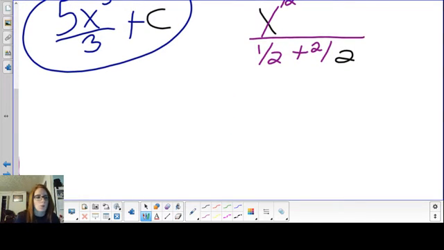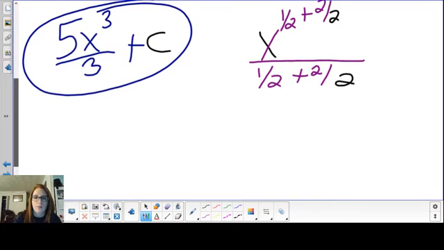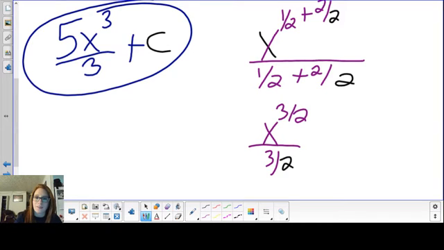Okay. Didn't go up front enough. Well, that gives me x to the 3 over 2 divided by 3 over 2 plus c. I forgot my plus c over here.